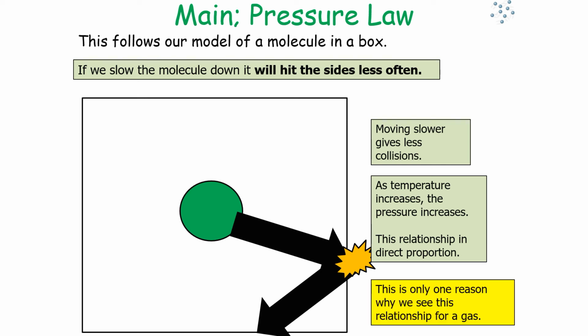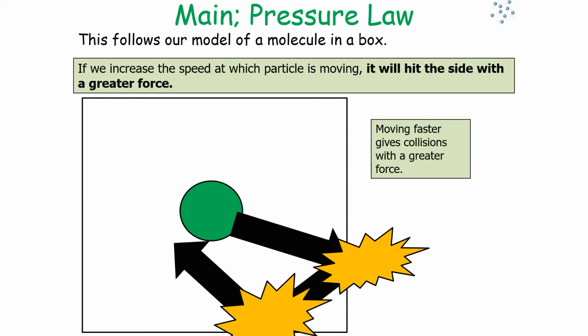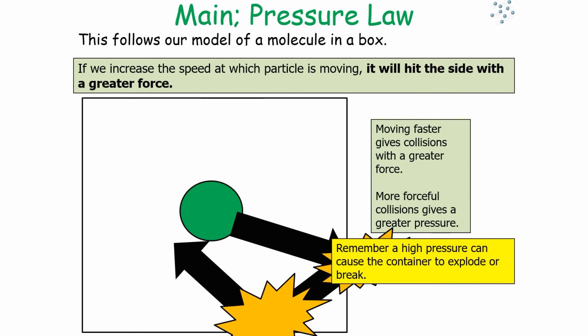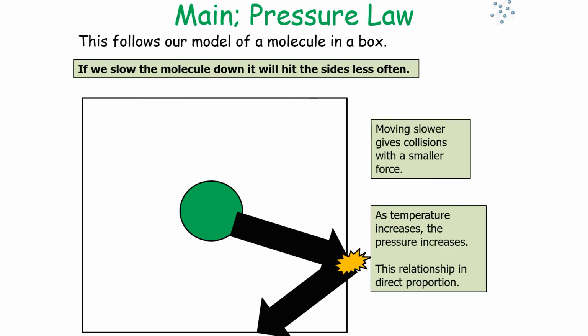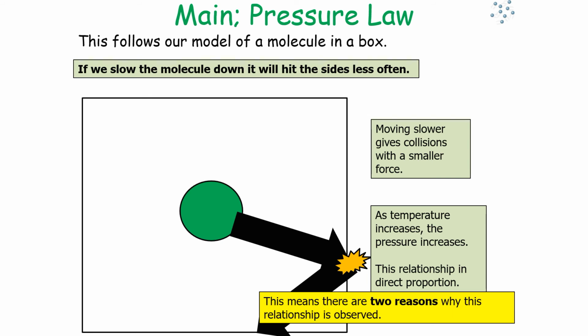Now, that's only one reason why we see this relationship for the gas, because if we increase the speed as well as the particle colliding with the sides more often, it will hit the side with a greater force. So moving faster gives collisions with a greater force, and more forceful collisions give a greater pressure, and this high pressure can cause the container to explode or break. Now moving slower gives collisions with a smaller force. Now less forceful collisions give a lower pressure. So like we mentioned before, as the temperature increases, the pressure increases. The two are in direct proportion to each other, and there are two reasons as to why this occurs.